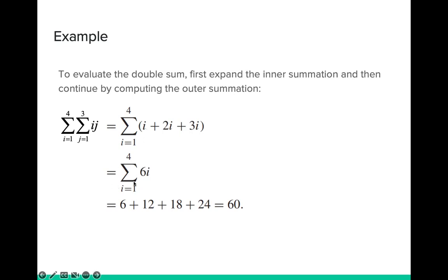Now let us evaluate the outer summation, the sum of i equals 1 to 4 of 6i. We iterate through all the values of i until 4. So we have 6 times 1 if i is equal to 1, then 6 times 2 if i is equal to 2, then 6 times 3 if i is equal to 3, and 6 times 4 if i is equal to 4. Taking the sum of all of these products, we arrive at the value of 60.